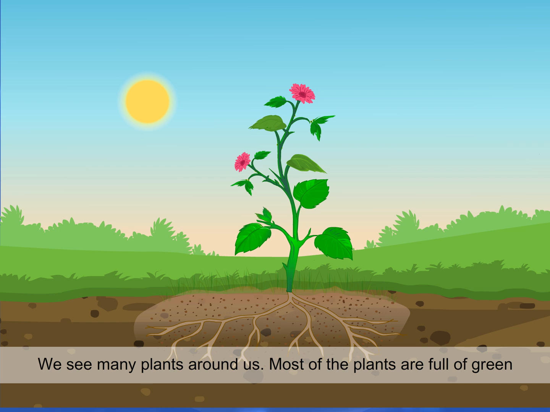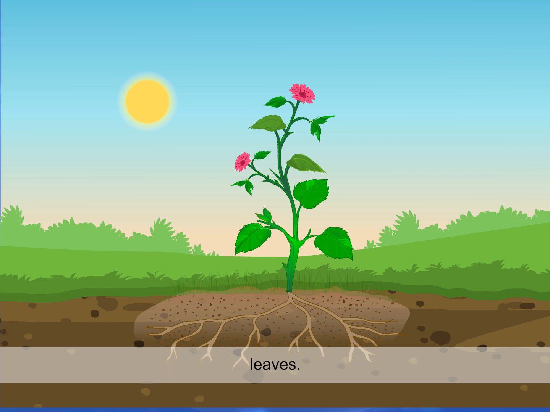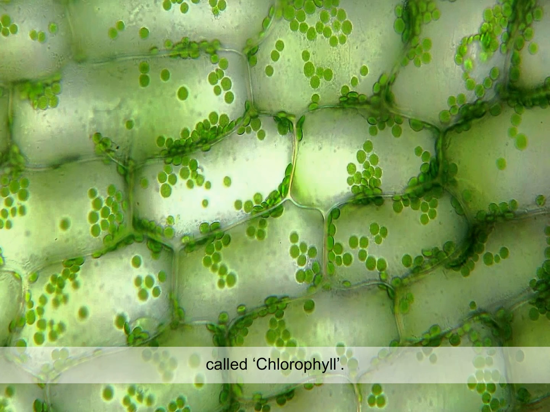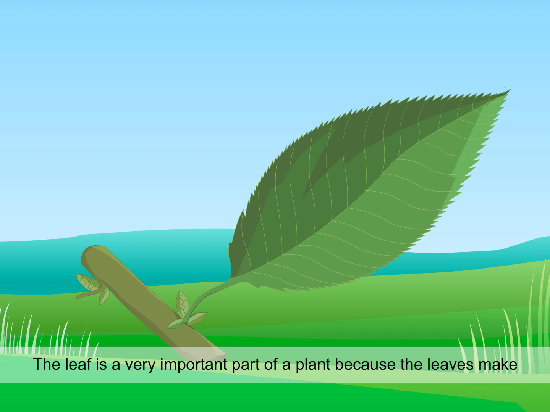We see many plants around us. Most of the plants are full of green leaves. The green color of the leaf is due to the presence of a substance called chlorophyll. The leaf is a very important part of a plant because the leaves make food for the plant. Let us learn more about leaves.